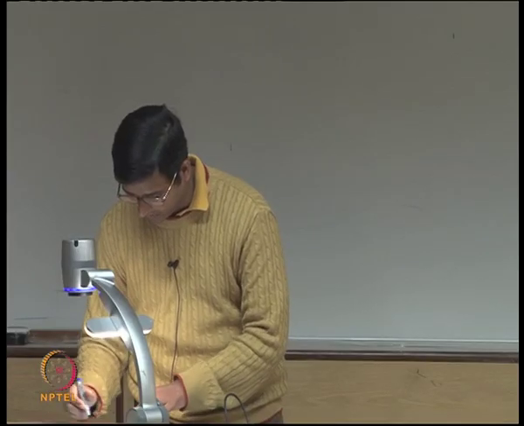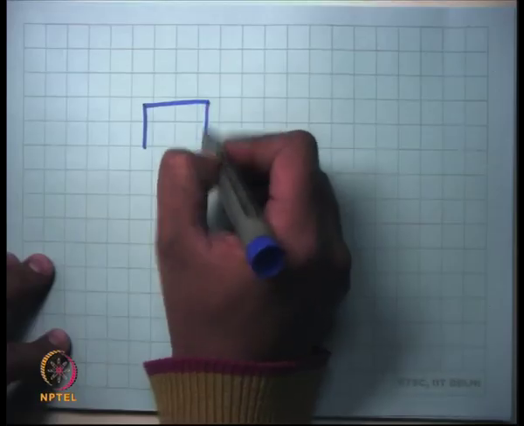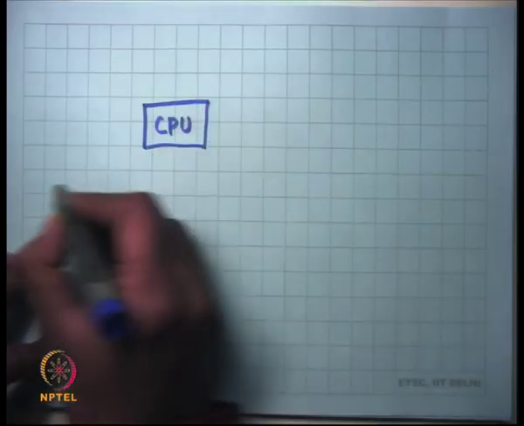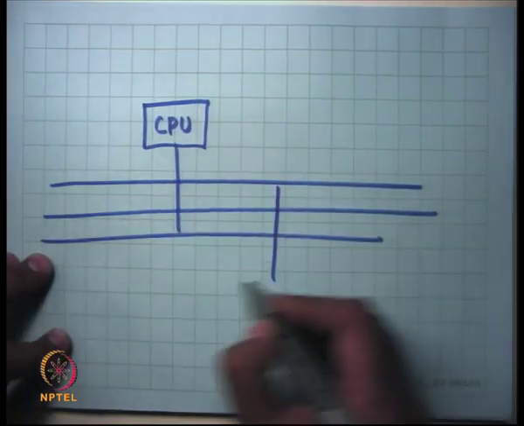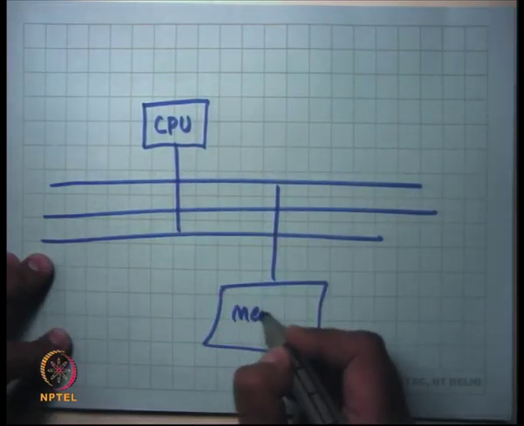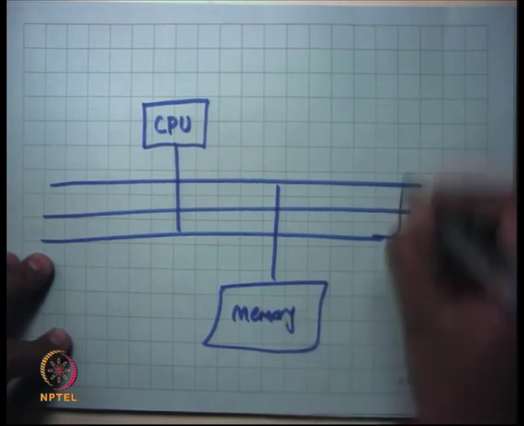Once again, let me just say what this means. Let's just draw the hardware diagram. So let's say this is the CPU, and this is memory, and these are devices.